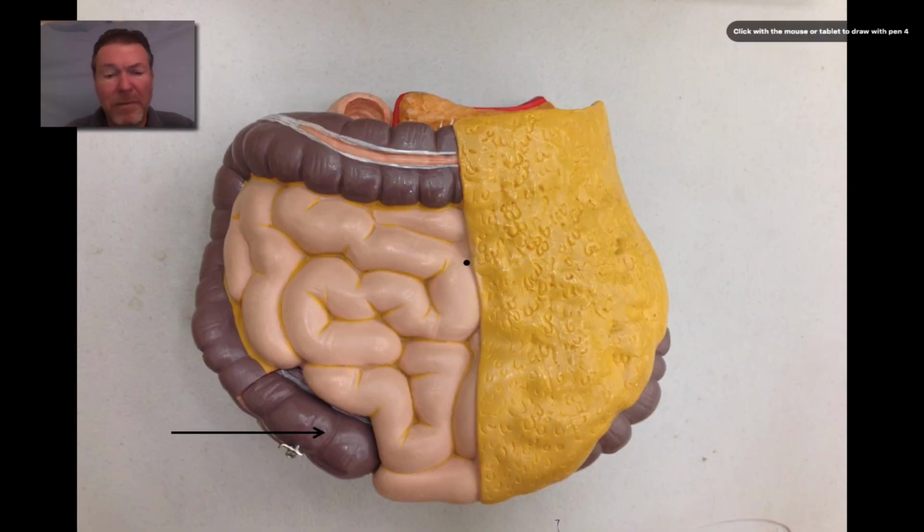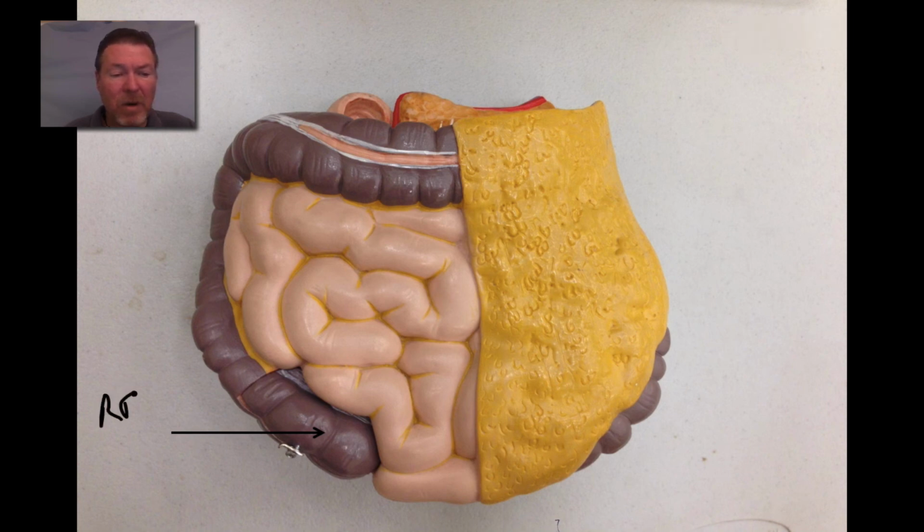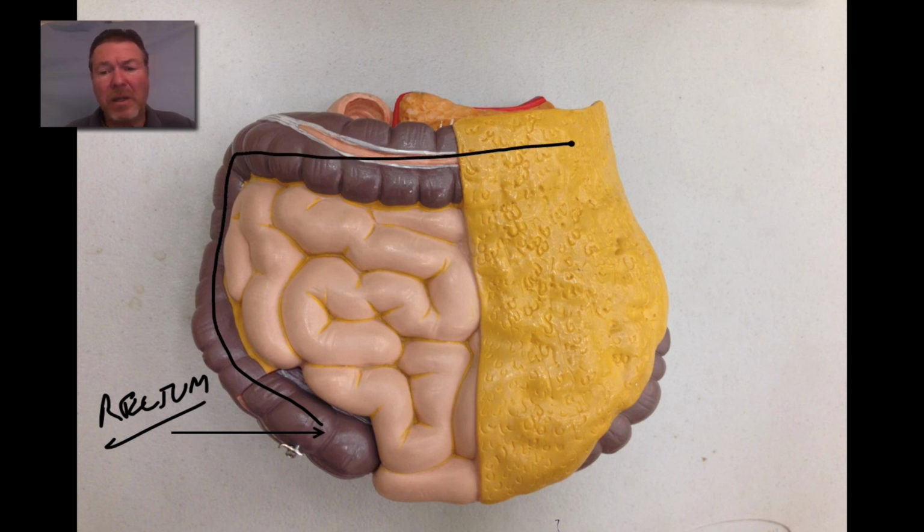Okay, this one down here is the rectum, or the start of the rectum. And that's where the fecal material is stored. You could also call it part of the large intestine, because the large intestine kind of goes up this way. It transverses over here. It goes behind this layer of fat, back down here, and it attaches down into the small intestine.